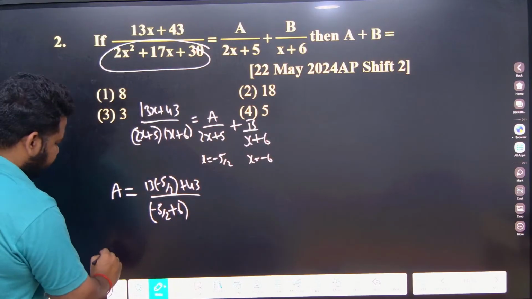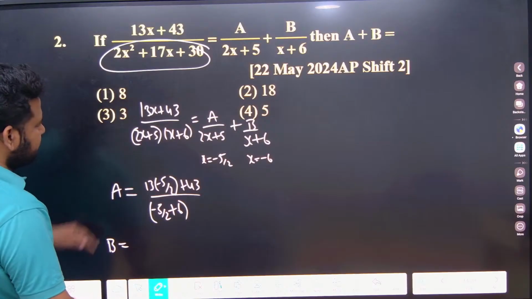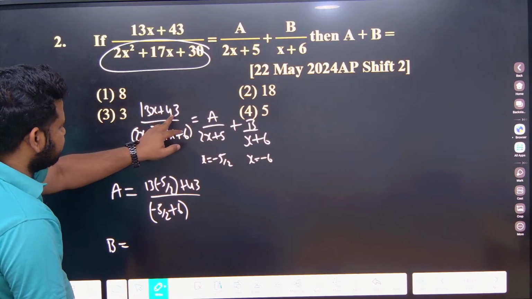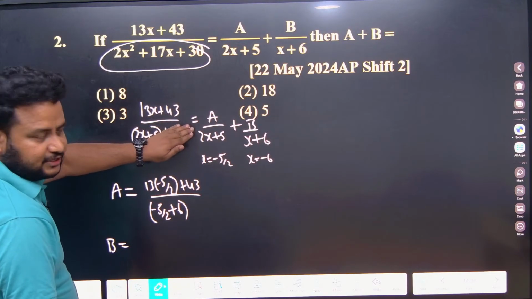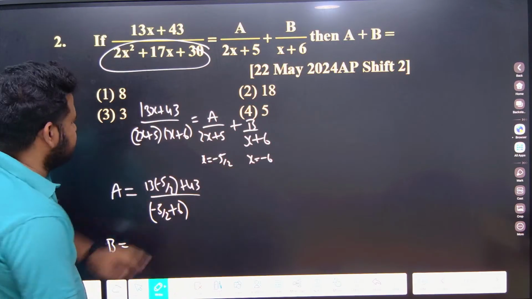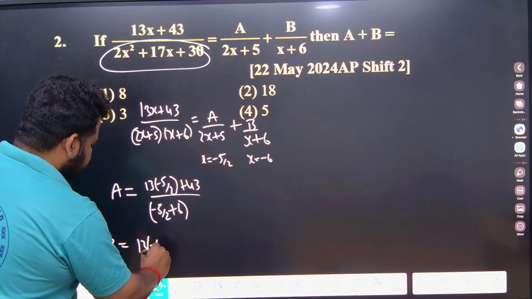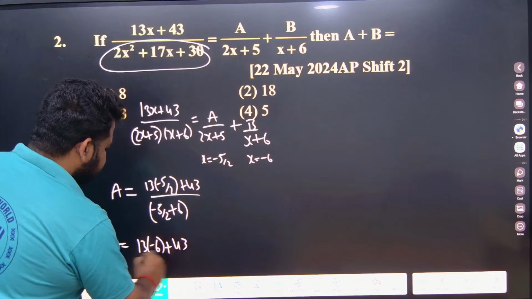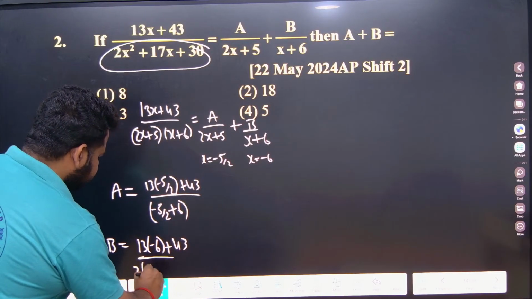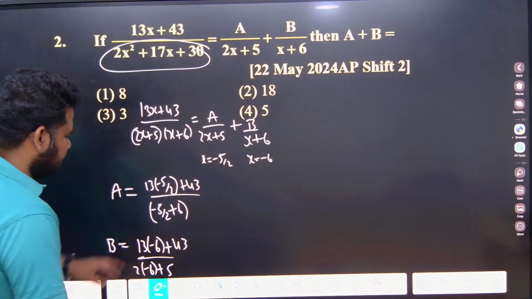Similarly, if I want to find the b value, I should take 13x plus 43 by 2x plus 5; x plus 6 I should not take. I have to put the x value as minus 6. So this will be equal to 13 into minus 6 plus 43, divided by 2 into minus 6 plus 5. Okay, let us find out the values.